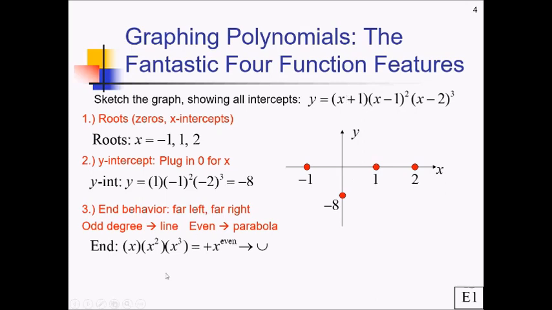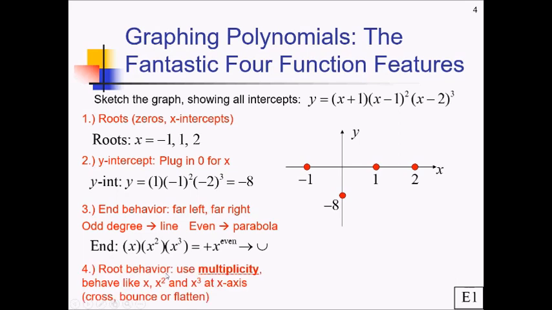So for root behavior now, we're basically using the multiplicity of each of these roots, either first, second, or third power, to see if we're behaving like x squared, or x cubed at the x-axis. We're seeing if at the roots we're going to cross, like y equals x, if we're going to bounce, like y equals x squared, or if we're going to go through and flatten, like y equals x cubed.